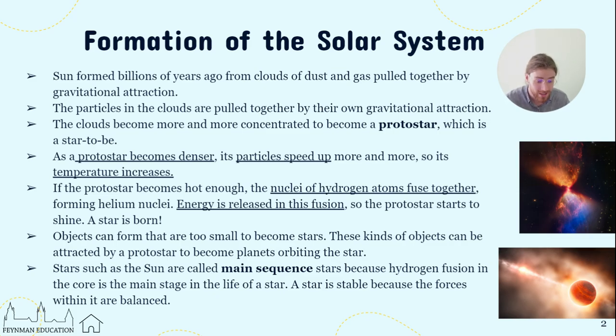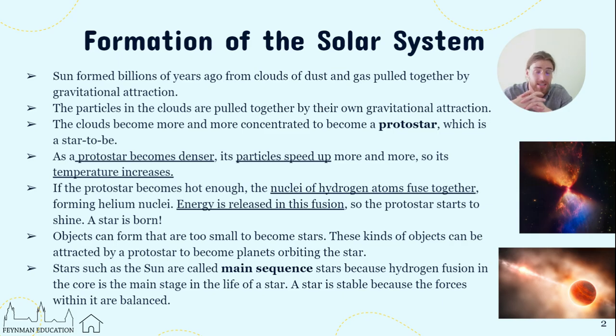Okay, these particles in the clouds are then going to be pulled together by their own gravitational attraction, as we say, and it's going to become denser and denser, or more and more dense, you could say. And eventually it's going to become what is known as a protostar. So a protostar is basically like a gas giant. Okay, so you could consider Jupiter as a protostar.